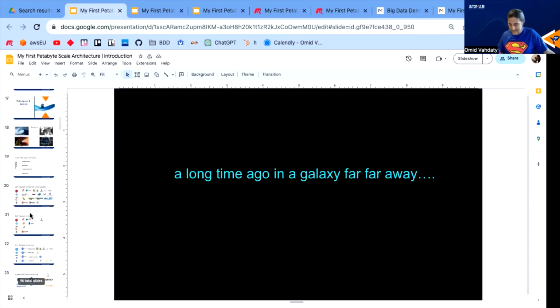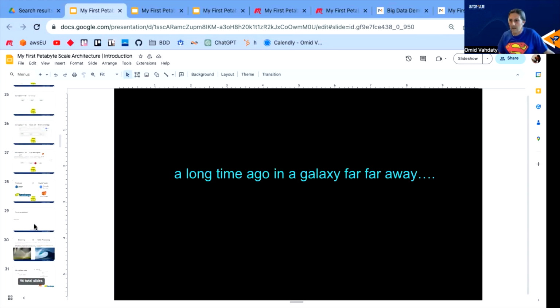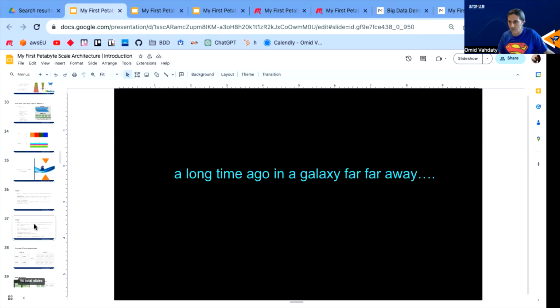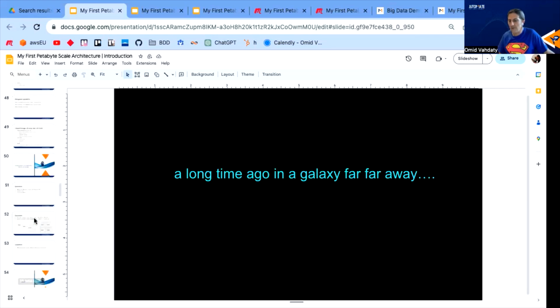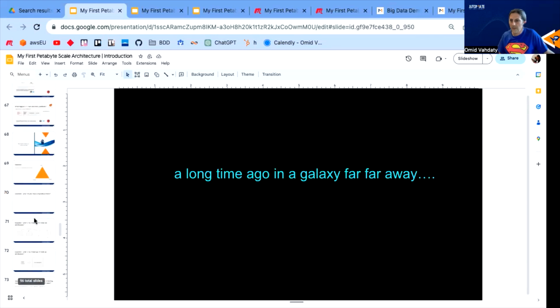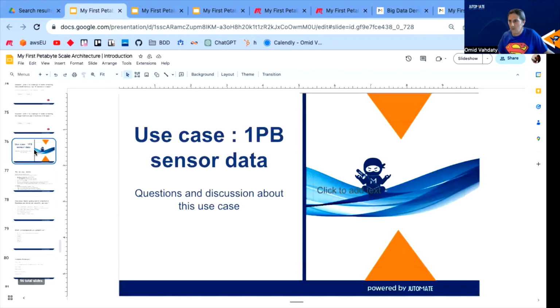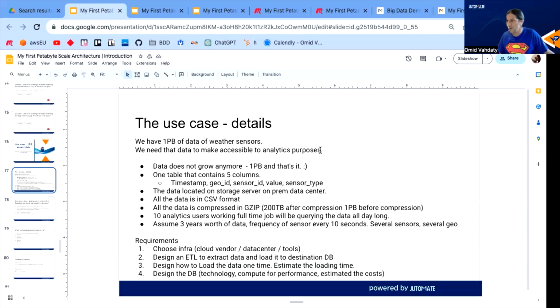So jumping on previous events, we discussed the terms and then we introduced the use case. Let me go over it again quickly. It's 1 petabyte of sensor data where you have some analytical workload, 10 analysts that need to go over this data. The data doesn't change anymore. It's only one table with 5 columns: timestamp, geo ID, sensor ID, value, and sensor type.